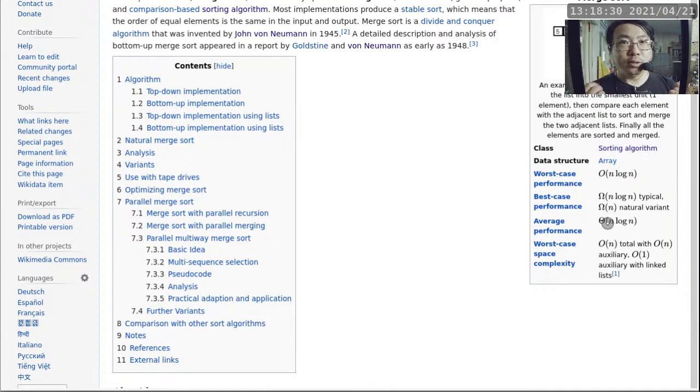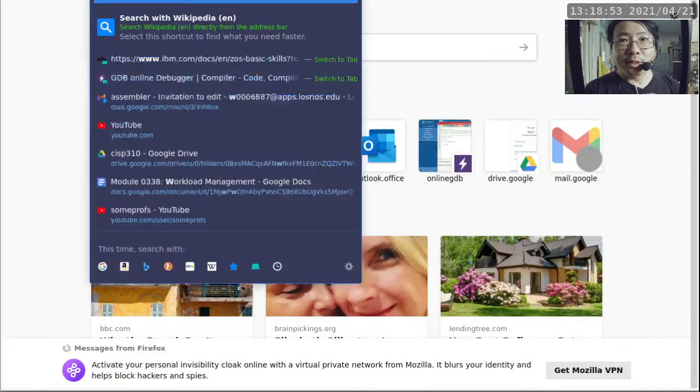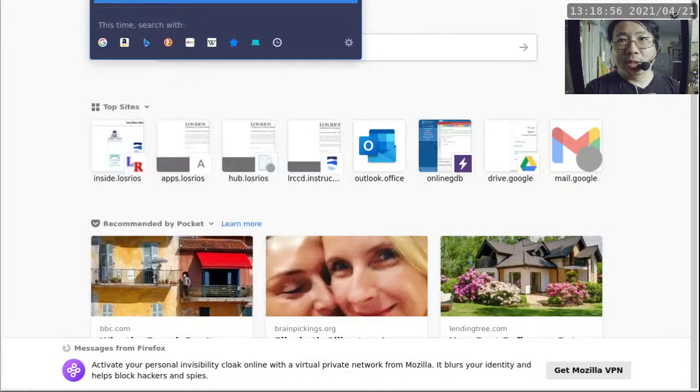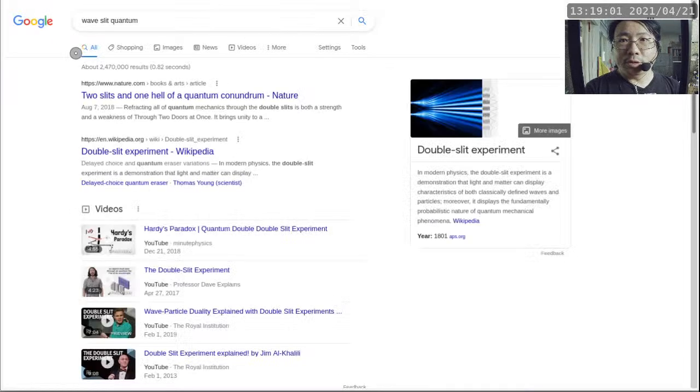But once we move into quantum computing, the whole idea of quantum computing is that it doesn't work that way. So that's one thing. For those of you who are interested, think about this problem. It's the wave thing, with the slit. Let me show you what I mean by that. Wave, slit, and quantum, and then we just look for an image. It's the double slit experiment.